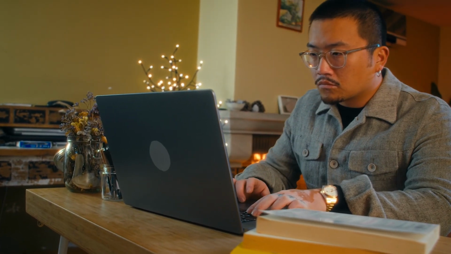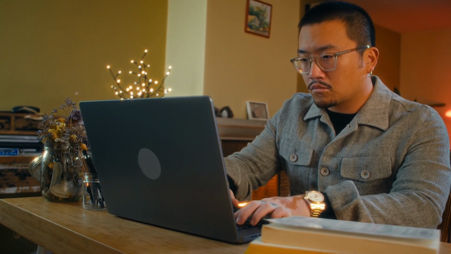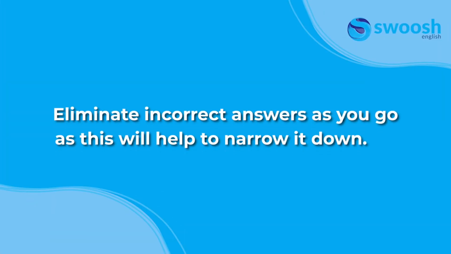Make sure you're reading in detail here. You've got to read very carefully to fully understand the meaning of the text before you choose an answer. Another important strategy is to eliminate incorrect answers as you go, as this will help to narrow it down. Remember, if one part of an answer is wrong, it means the whole answer is wrong and should be eliminated.